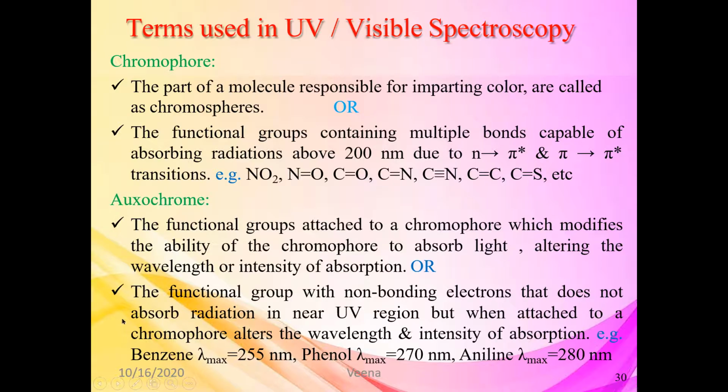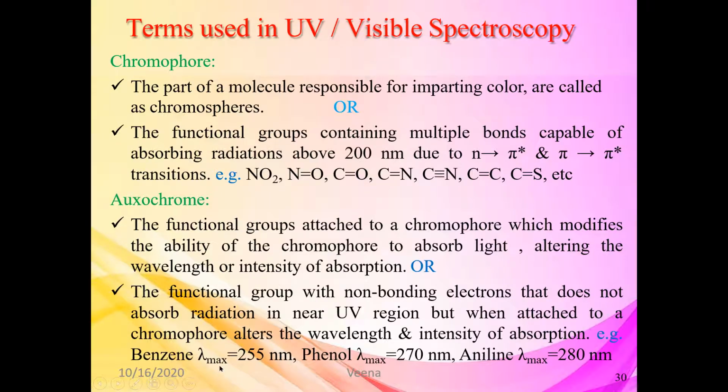Okay, next, the auxochrome. It is a functional group which is present along with a chromophore, and it modifies the ability of the chromophore to absorb light or alters the wavelength or intensity of the absorption. This word I have also discussed in the topic on dyes, where it will change the color of a chromogen.